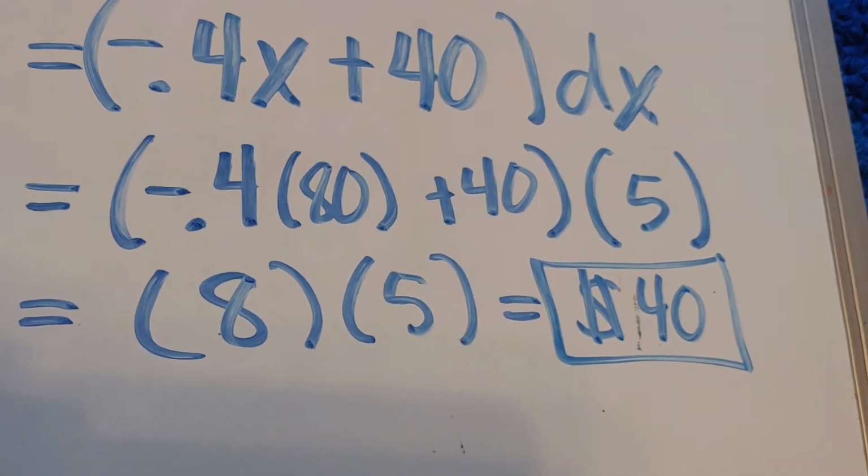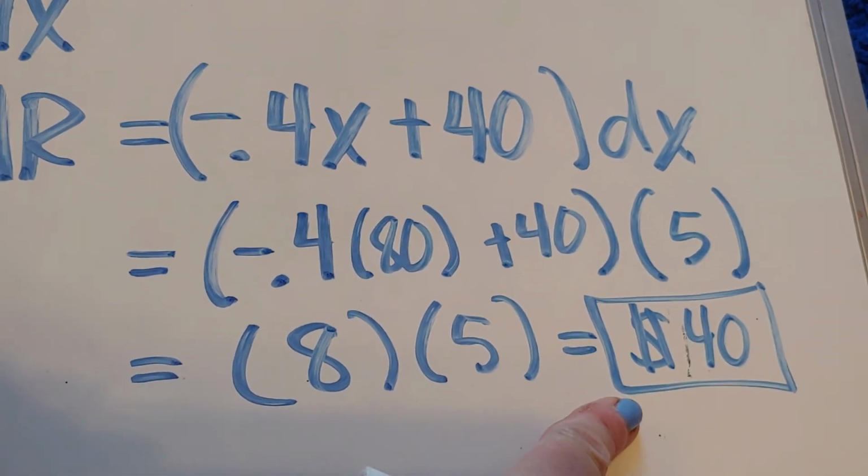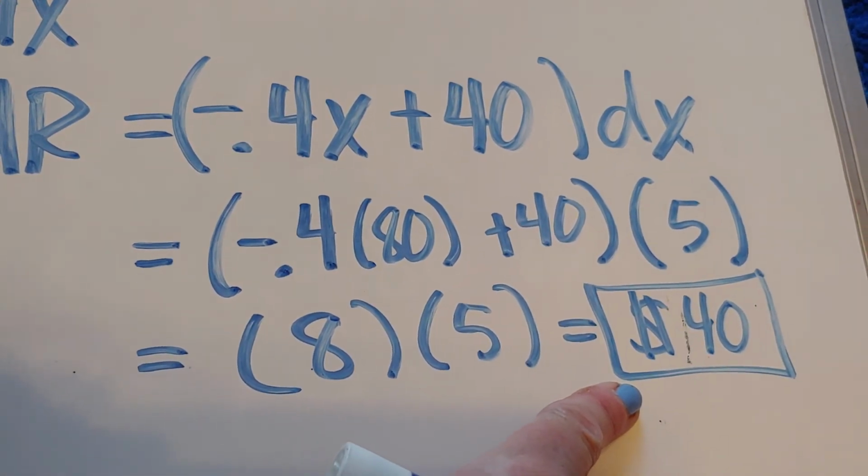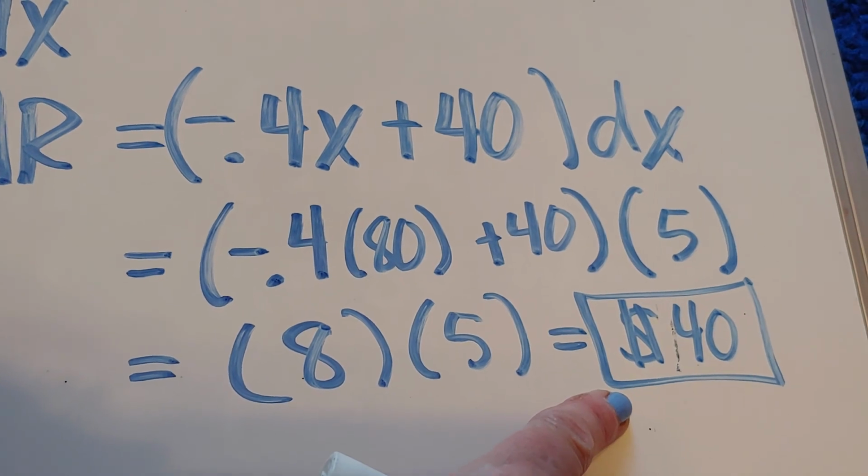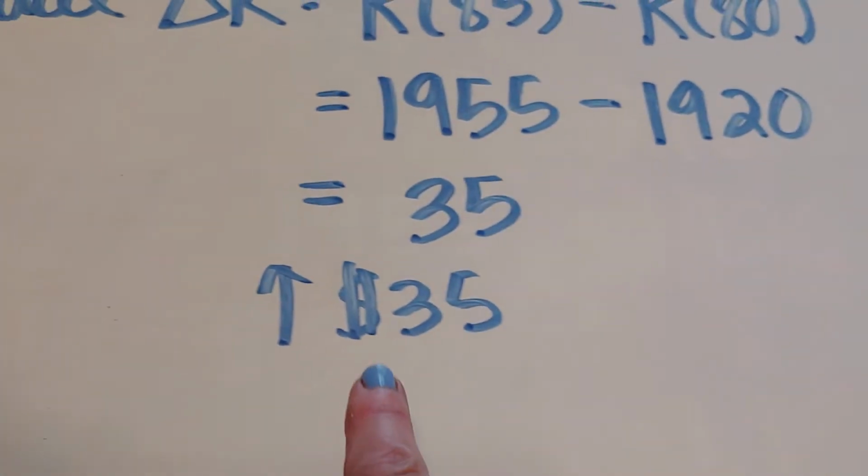So again, my differential is guessing, the guesstimate, that we're going to have our revenue change by $40. What was the actual answer? 35.